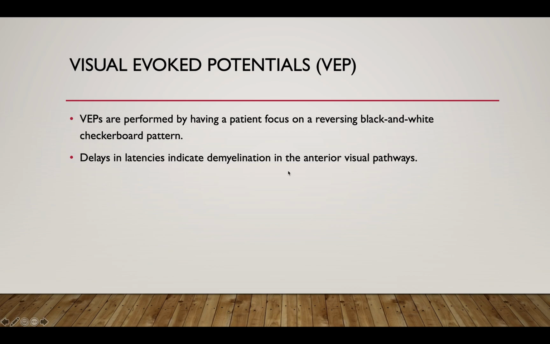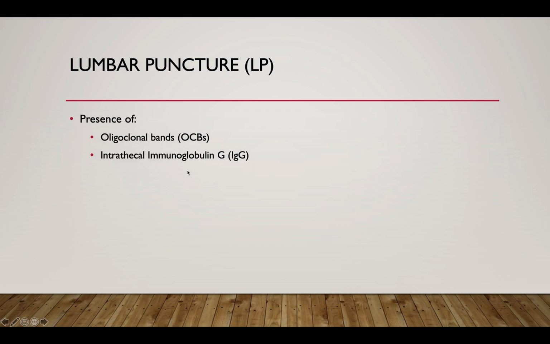Another investigation is visual evoked potentials, which is performed by having the patient focus on a reversing black and white checkerboard pattern. When there is a delay in latency, that indicates demyelination in the anterior visual pathway. Lumbar puncture is characterized by the presence of oligoclonal bands and intrathecal immunoglobulin G.